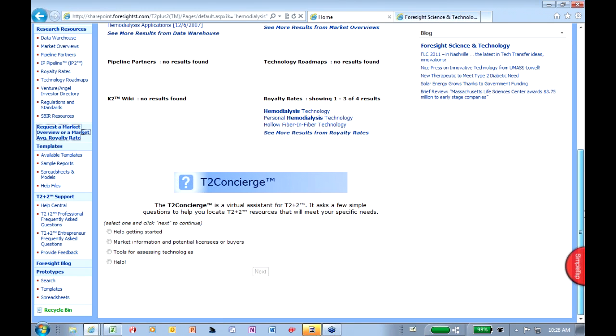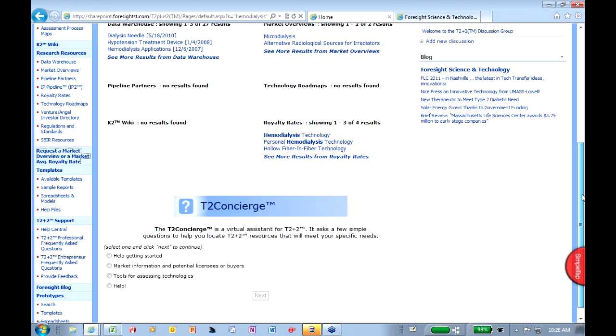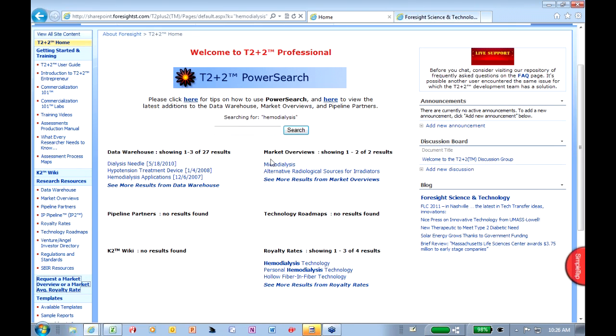Now, what we see now is we have three major sources of market research data: the technology roadmaps, the market overviews, and the data warehouse. The data warehouse is static. You can request market overviews. There is a limit: you get 10 overall for the organization. And for everything else down here, the technology roadmaps, you have an unlimited amount of requests you can make.